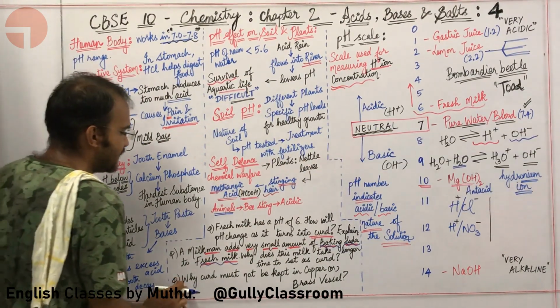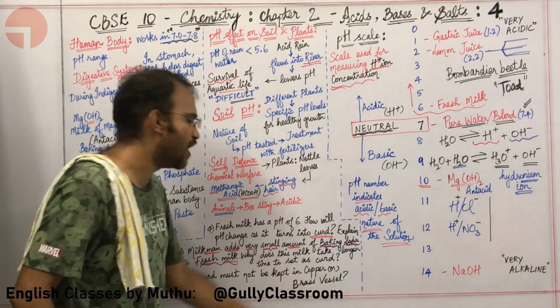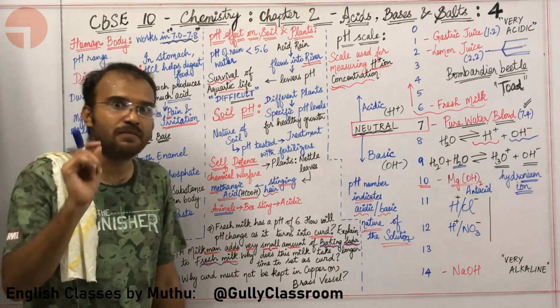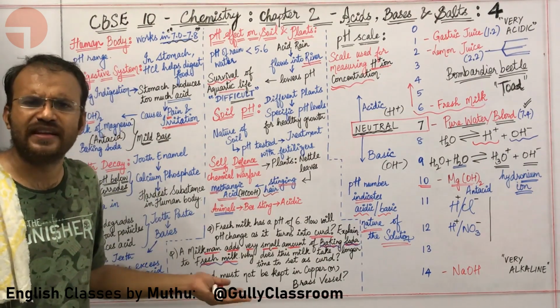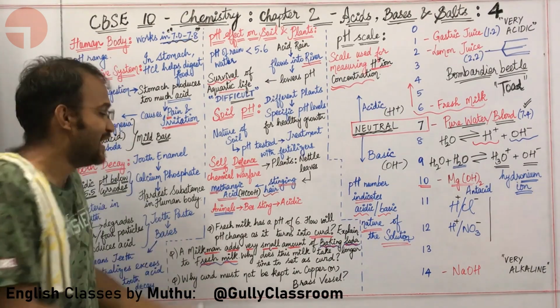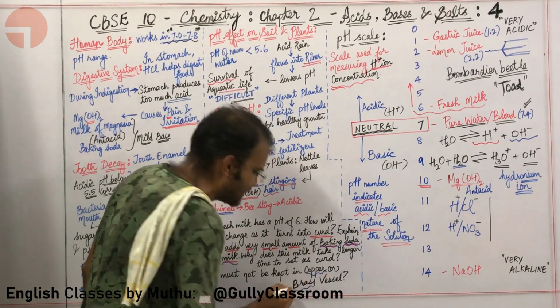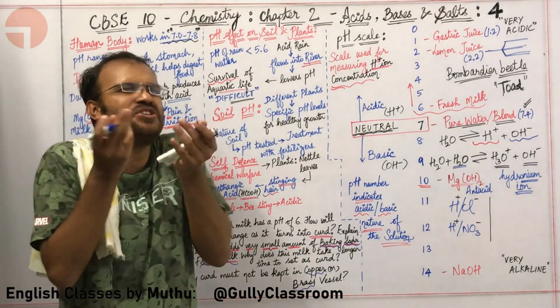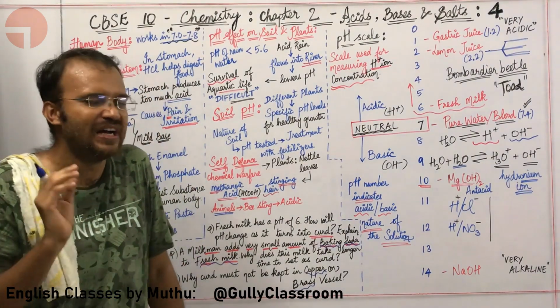Okay, sir. What is the last question? Why must curd not be kept in copper or brass vessels? Curd must not be kept in copper or brass vessels because curd is acidic in nature. It contains lactic acid. This lactic acid will react with the copper and brass and result in a change in the flavor of the curd.